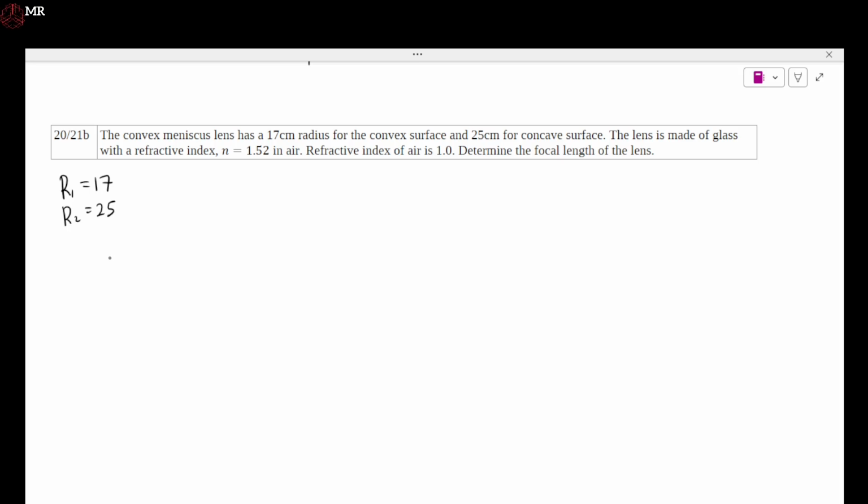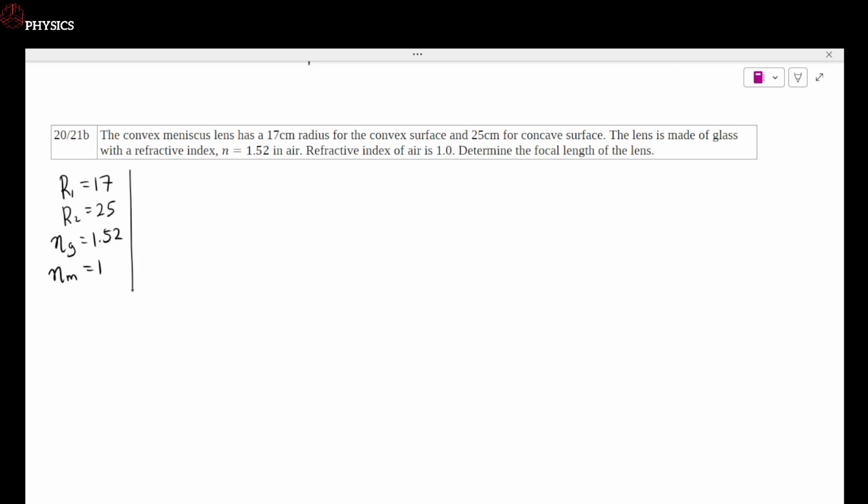So then I can look at the next information given in the question, which is the lens is made of glass of refractive index 1.52. That means I have n of the glass equal to 1.52, and when the lens is in air, my n medium is 1. Then determine the focal length of the lens.